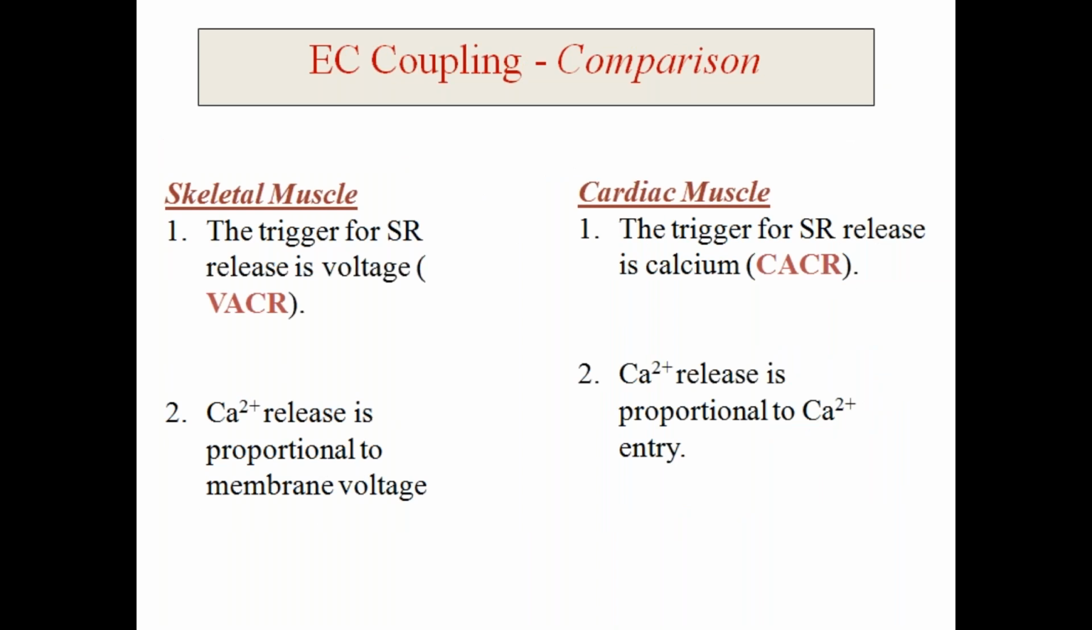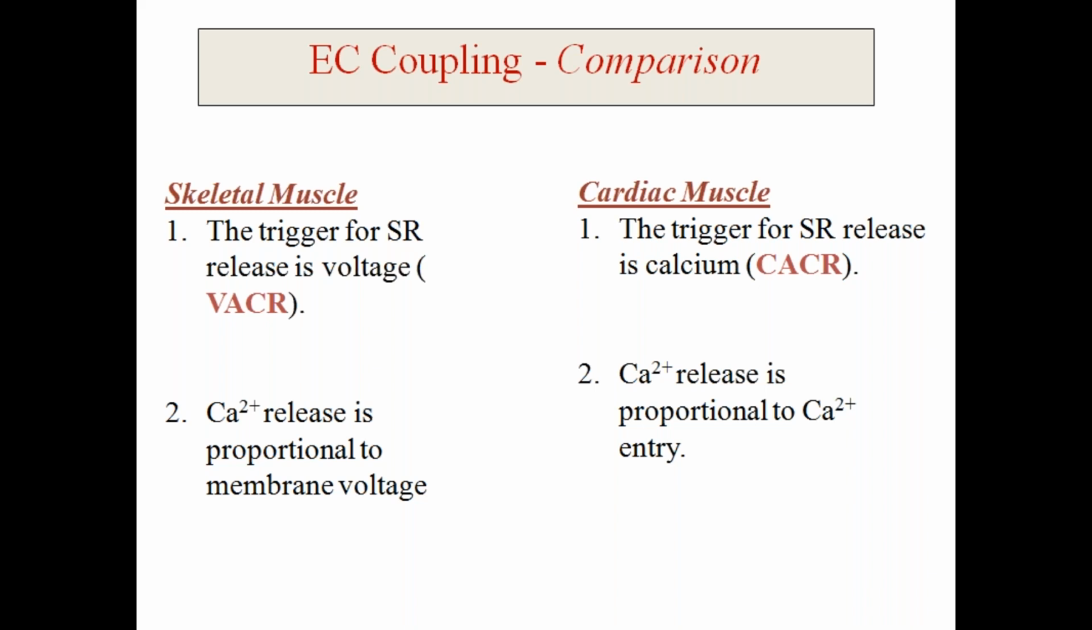Okay. Now, if you compare the excitation contraction coupling of cardiac and skeletal muscle, in skeletal muscle the trigger for the sarcoplasmic reticulum to release calcium was change in voltage. Change in voltage was causing a conformational change in the dihydropyridine receptor, and because of this conformational change, the ryanodine receptor was opening, and that was releasing the calcium.